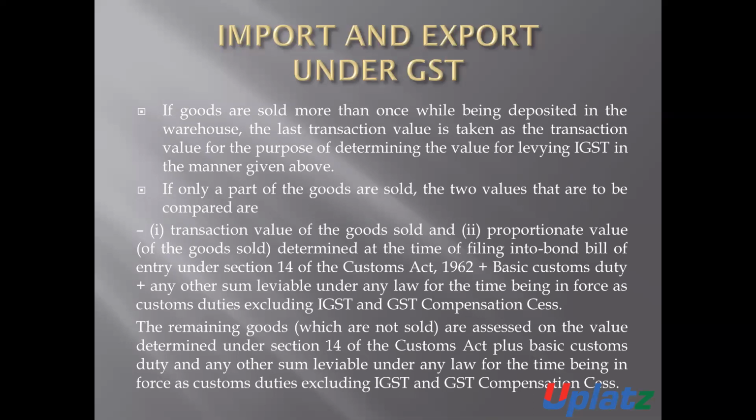If only a particular part of the goods are sold, two values are to be calculated and compared. If only a single part of goods is sold, then the two values to be compared are: number one, the transaction value of the goods which are sold.